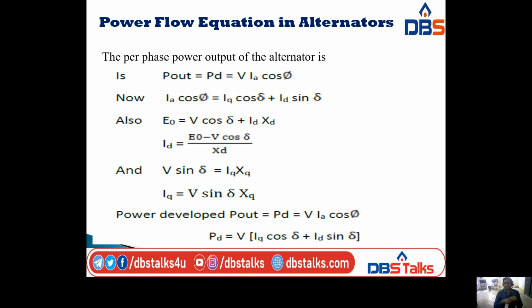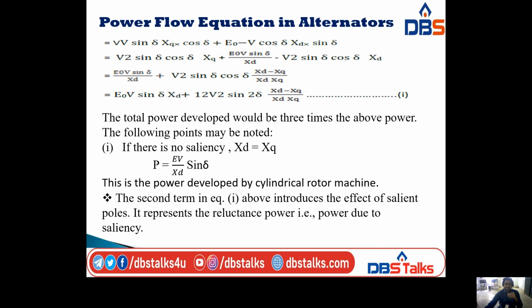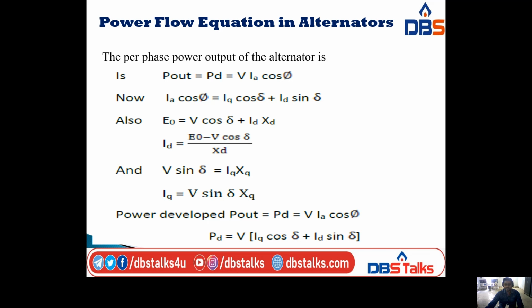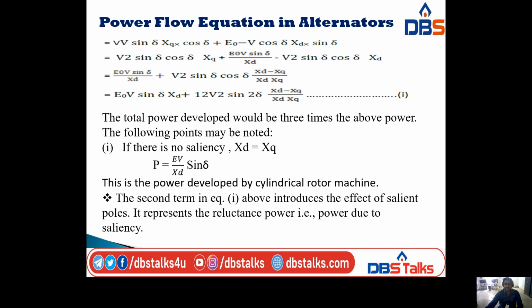Next, power developed, that is P out is equal to PD is equal to V into IA cos phi. Here I am writing PD is equal to V into IQ cos delta plus ID sin delta. Substitute that expression, IQ cos delta plus ID sin delta. Next, from this we have V into V sin delta by XQ into cos delta plus E naught minus V cos delta by XD into sin delta.